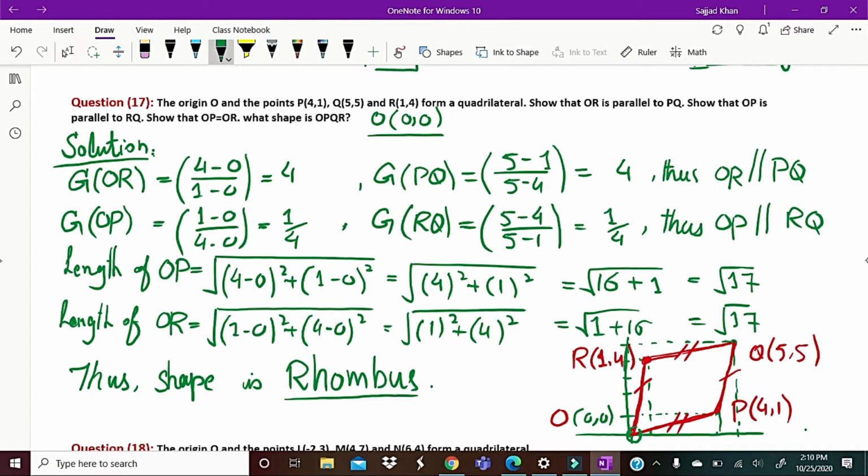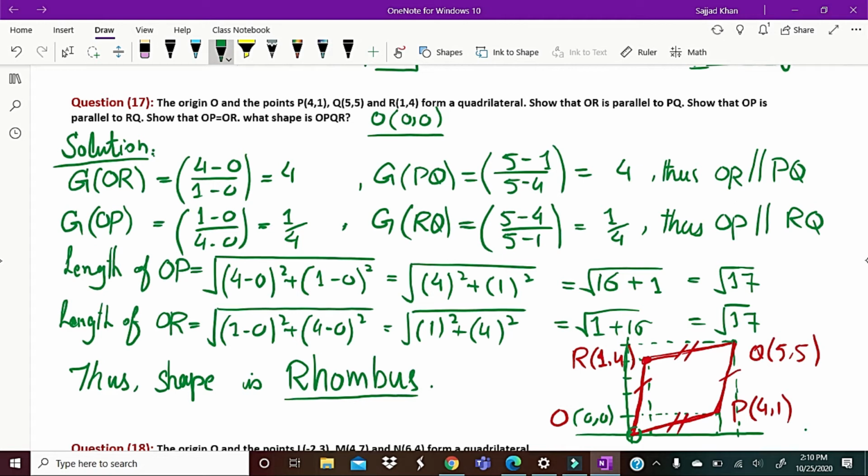Question number 17 says that you have an origin, which means 0, 0, and then you have points P, Q, and R, which form a quadrilateral with the origin. Show that OR is parallel to PQ and show that OP is parallel to RQ. And then show that the length of OP is equal to OR and then decide which shape it is making.